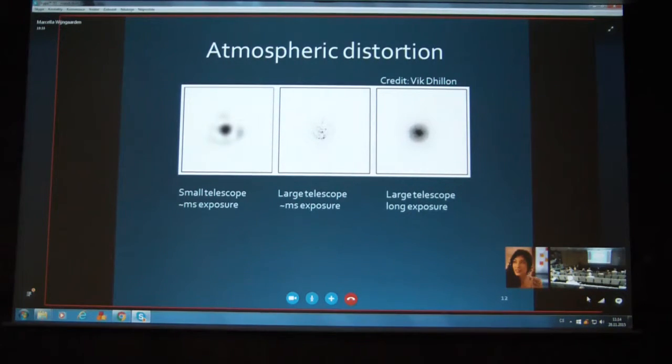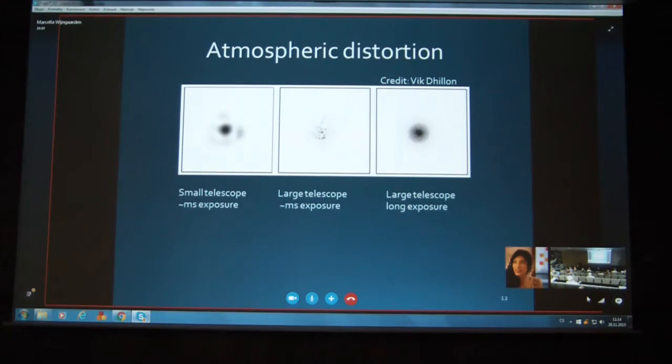In the middle, you see a short exposure with a larger telescope, and larger just means that it's larger than 10 centimeters. And you can see small dots. And these are called speckles. They are the result of the incoming light going through the different air packets and landing on different places on the detector. And in the image on the right, you can see how a longer exposure is just a combination of all these speckles and results in a blurred image.